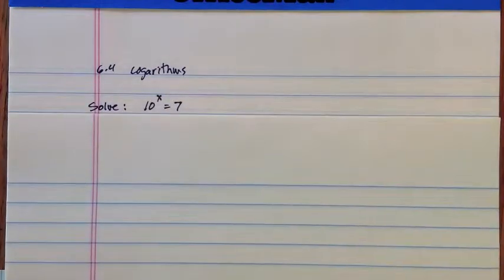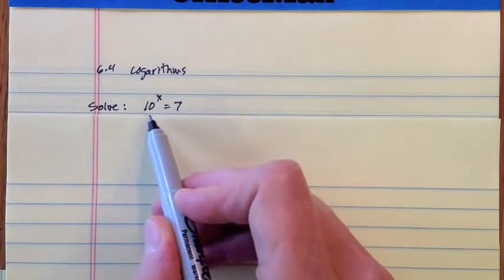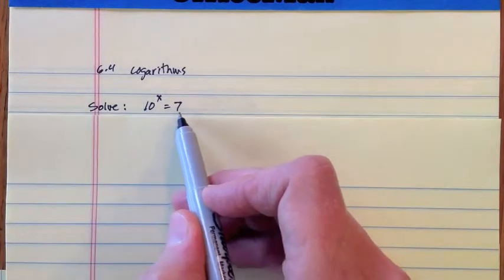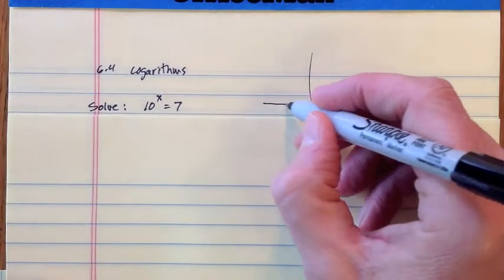But if somebody gave me this problem, 10 to the x equals 7, you might be kind of stumped because they're not obviously powers of the same number. I don't see that this is 2 to the something or 3 to the something on both sides. But there has to be a solution, right? Because think of what 10 to the x looks like.